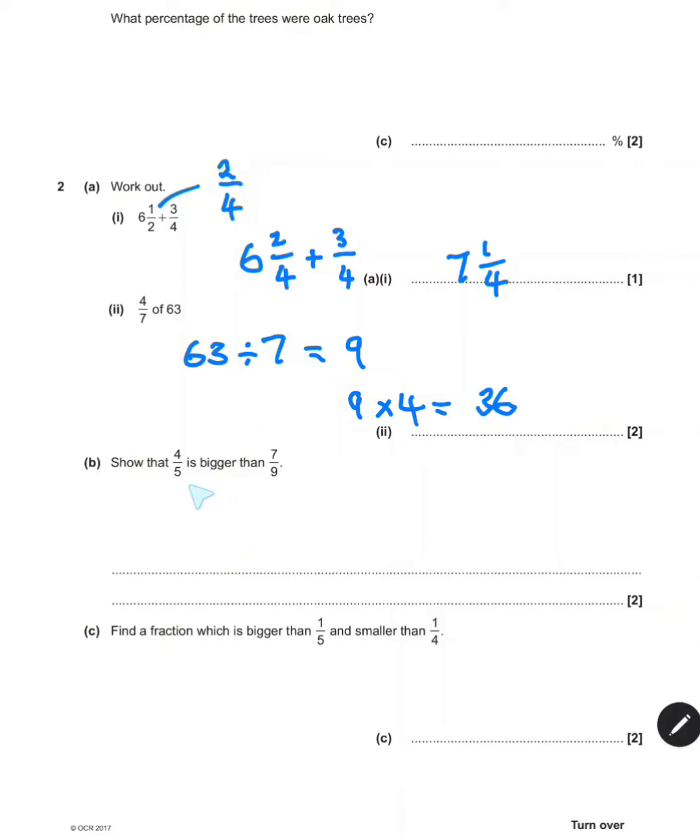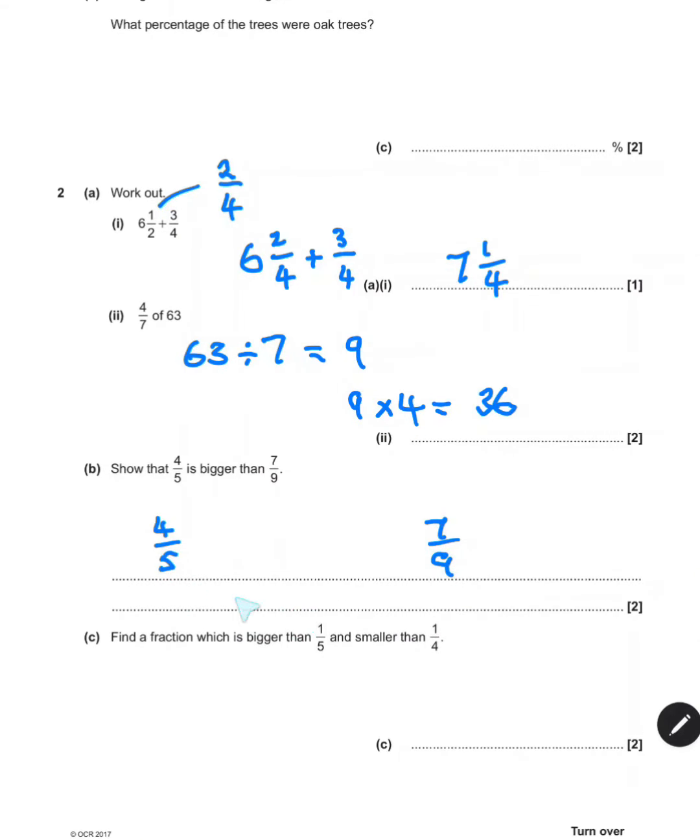There's several ways to do this, but I'm going to use equivalent fractions again. So we're going to start with the 4/5 and the 7/9. And we're going to get a common denominator for both of these. 5 times 9 is 45. So I'm going to change both fractions to 45ths. I multiplied by 9 here. Multiply the top by 9.